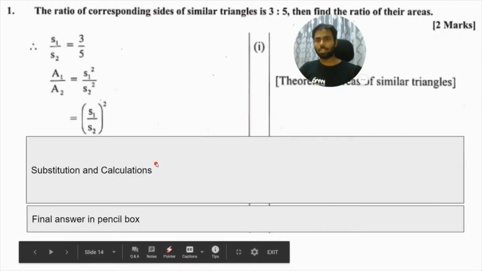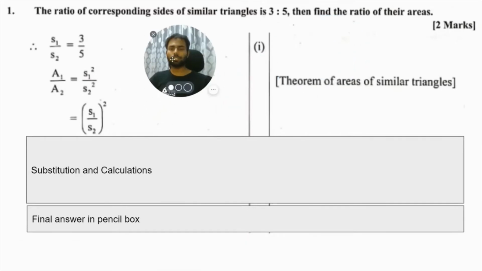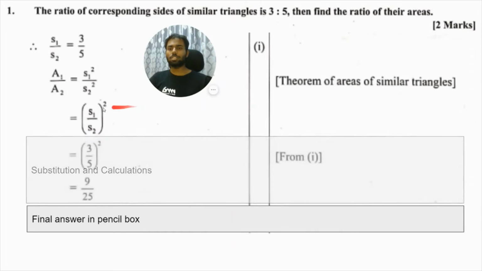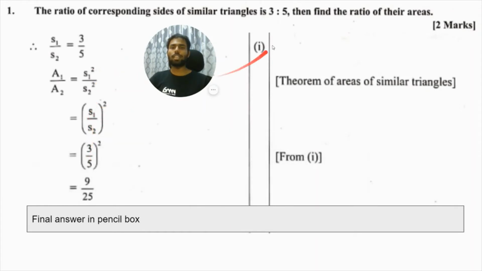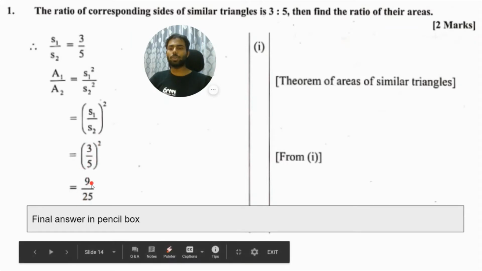Okay, so this is continued on the next slide. So now you will substitute s1 upon s2. What is the substitution? 3 upon 5, and the reason will be from 1, because यहाँ पे 1 में हम लोग ने लिखा था कि s1 upon s2 is 3 upon 5. Then you just do some calculations. So 3 upon 5 the whole square will become 3 square is 9, 5 square is 25. So 9 upon 25 is your final answer.